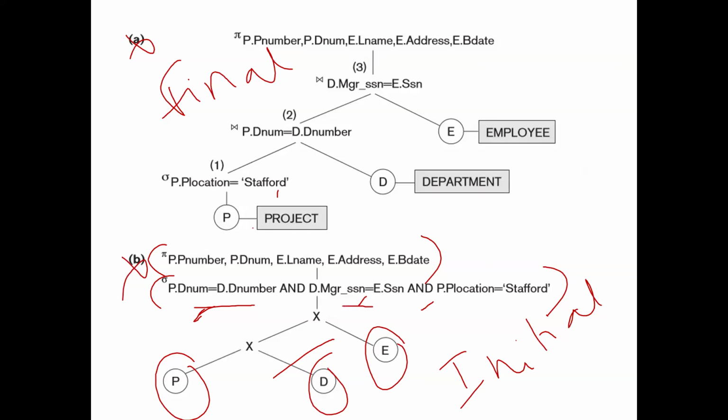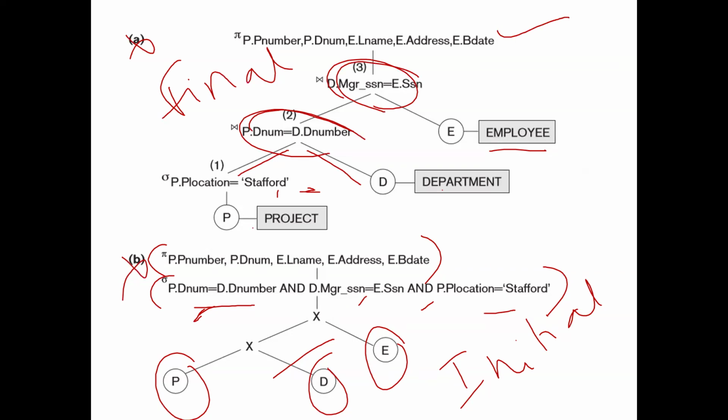This predicate is sent here, and Stanford, and then we selected the department from it. So this is joined. Project table and department table is joined here. The result of this is joined with the employee by using this condition, and then we are selecting all. Okay, so these are the two things.